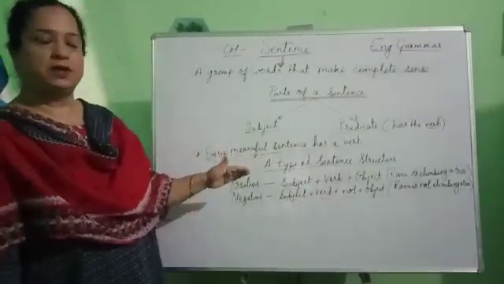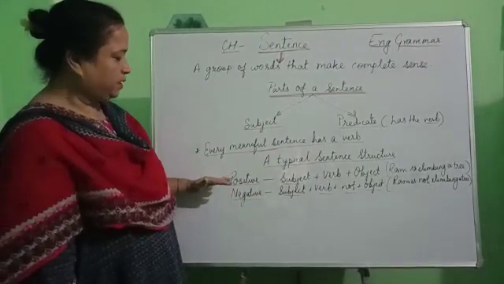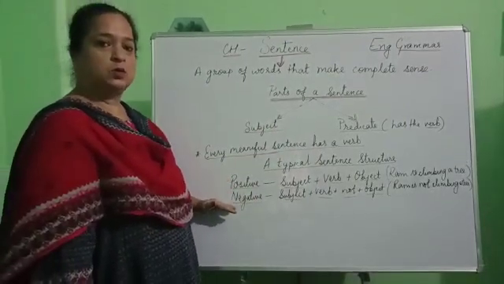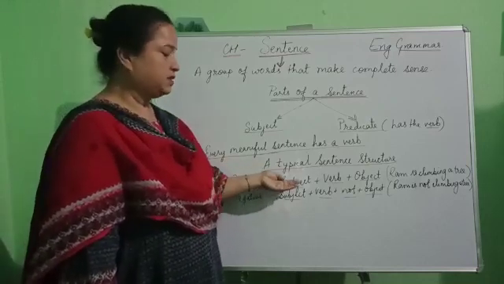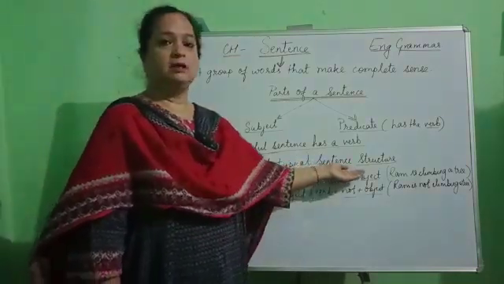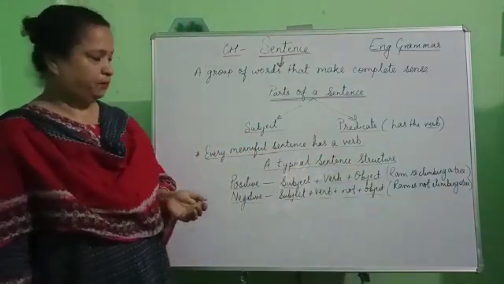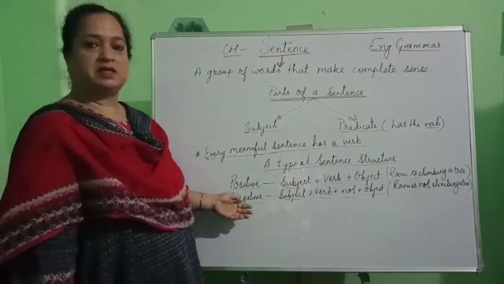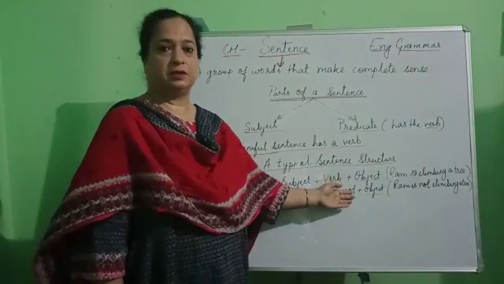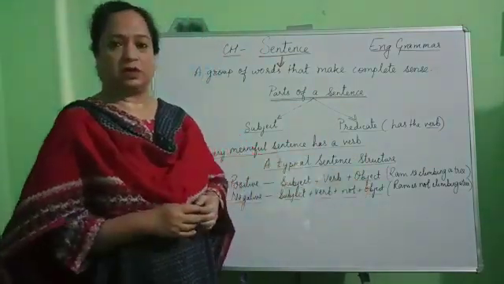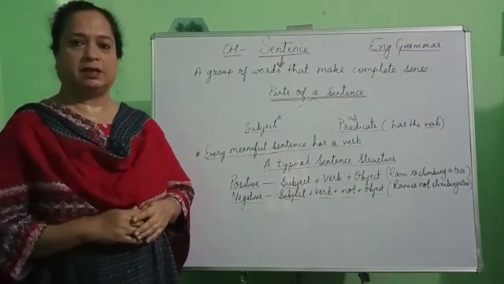Now, what is a typical sentence structure? A sentence can be in the positive form and also in the negative form. To make a positive sentence, we have the subject, the verb and an object. For example, Ram is climbing a tree. Now, when we need to make a negative sentence, we have the subject, the verb, the negative word and the object. For example, Ram is not climbing a tree.